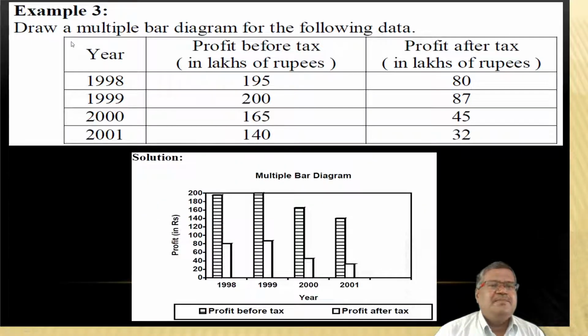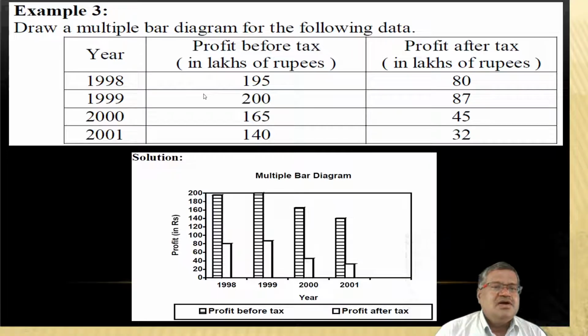Draw a multiple bar diagram for the following data. Years 1998, 99, 2000, 2001. Profit before tax in lakhs of rupees, 195 lakhs before tax, 80 lakhs after tax. The profit decreased after increasing the tax. So, represent the data through a multiple bar diagram.